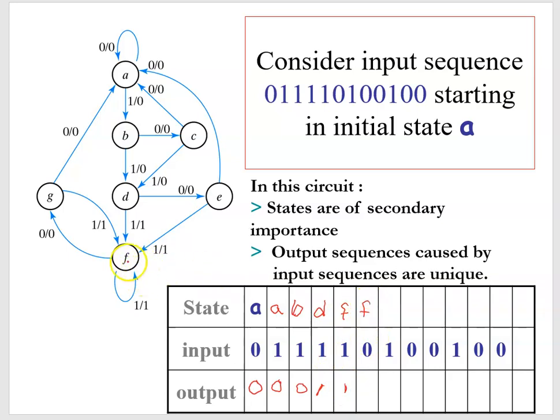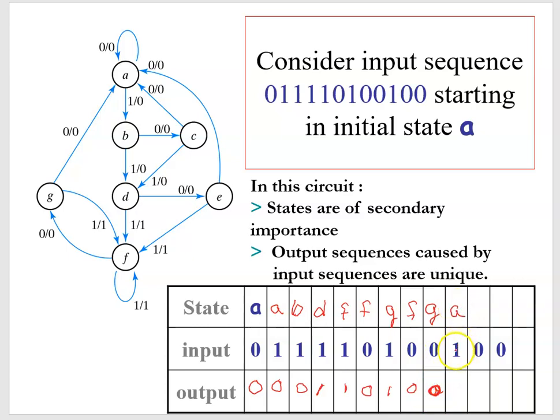Then if we're in state F, we get a 0, we're going to go to G, but our output will be a 0. If we're in state G, we get a 1, we'll go to F, and our output will be a 1. We'll go back to F. If we're in state F and we have a 0, then we'll go back to G, and our output will be a 0. And then in state G and we get a 0, we're going to go to A with our output being a 0. Whoops, that's our output. Output's a 0. Then we go to state A.